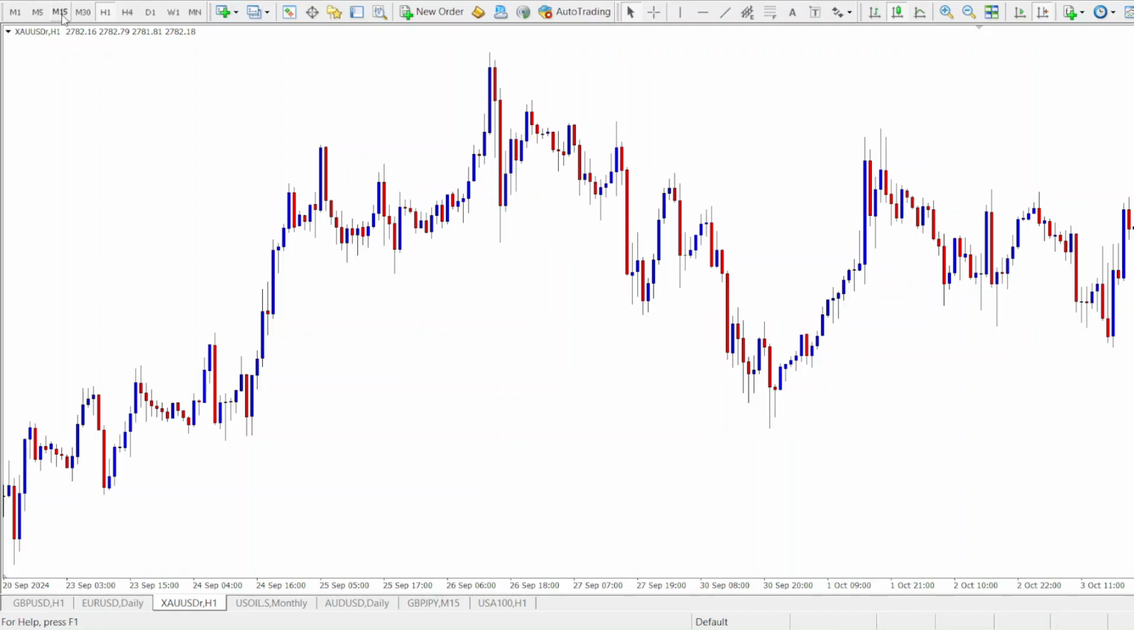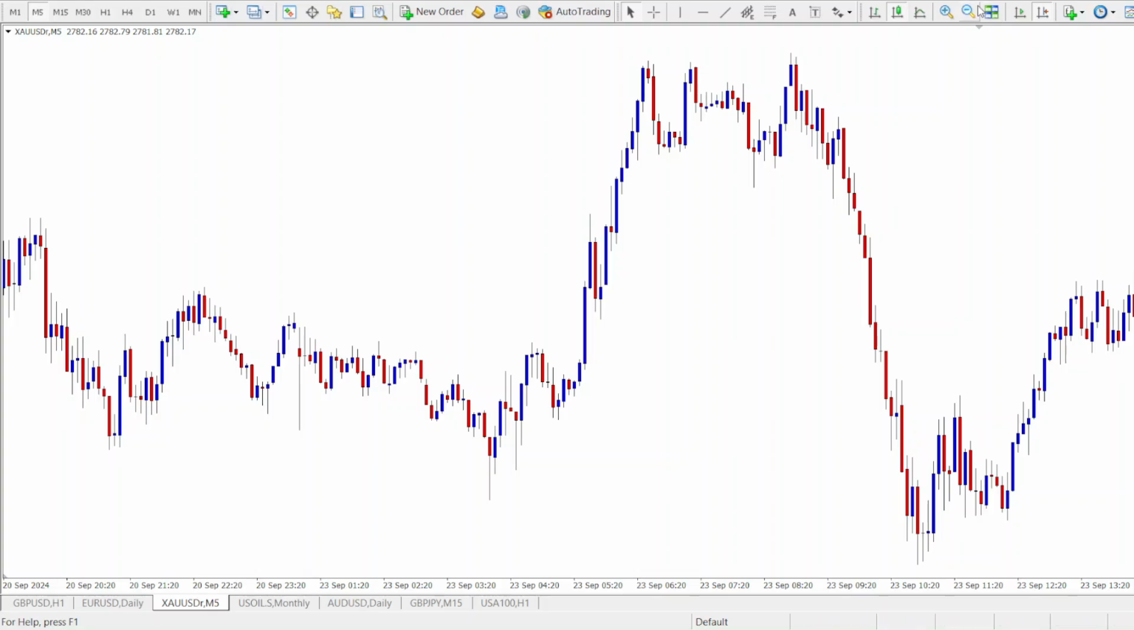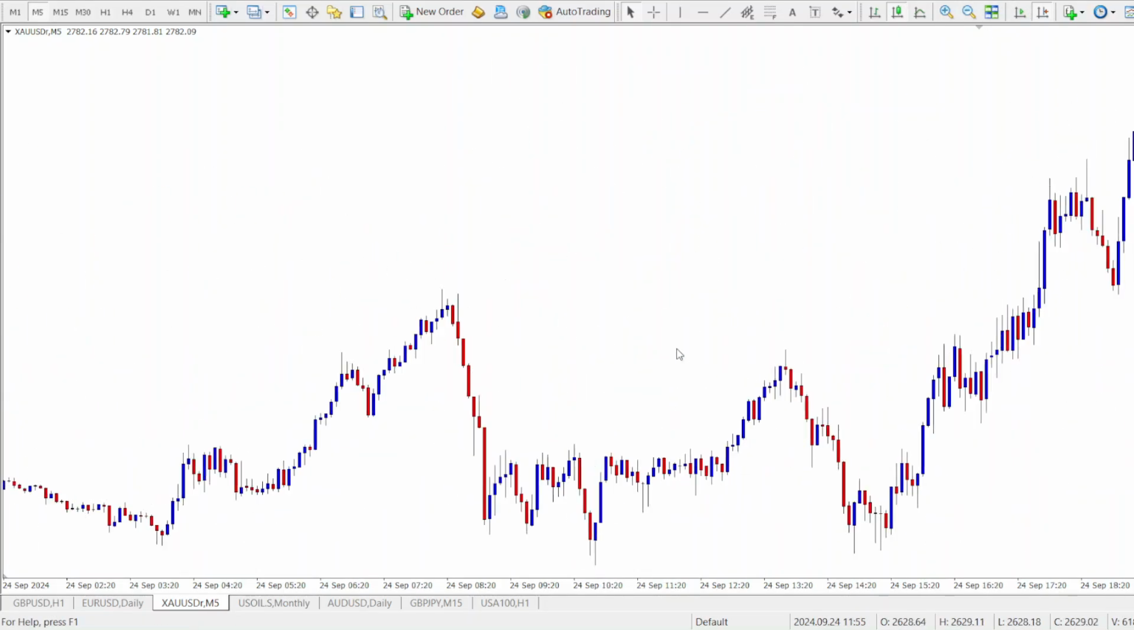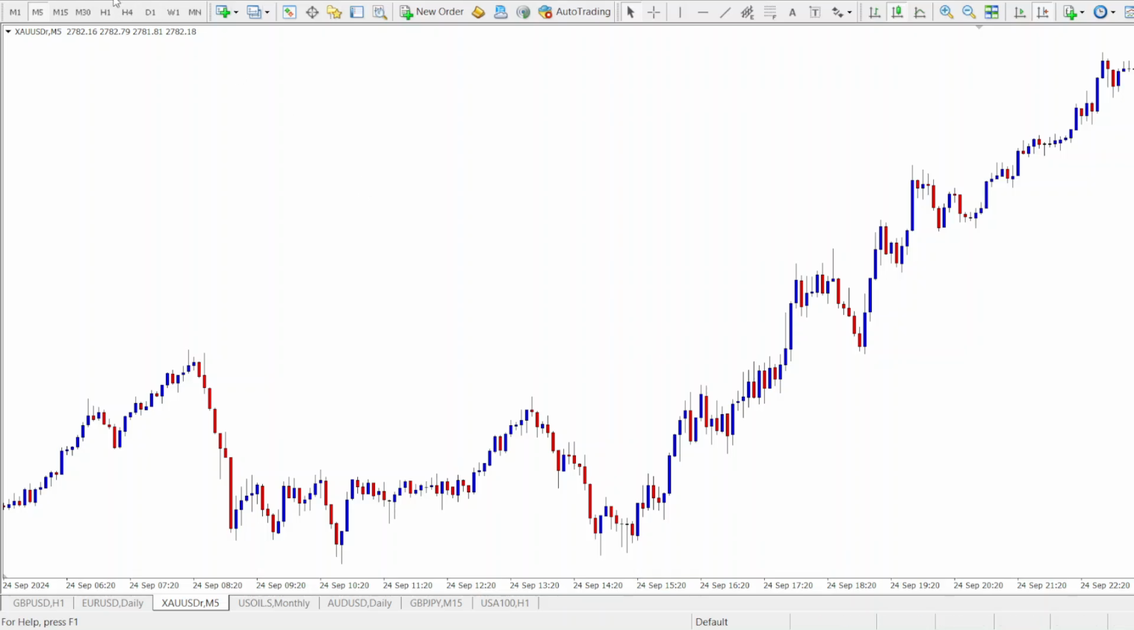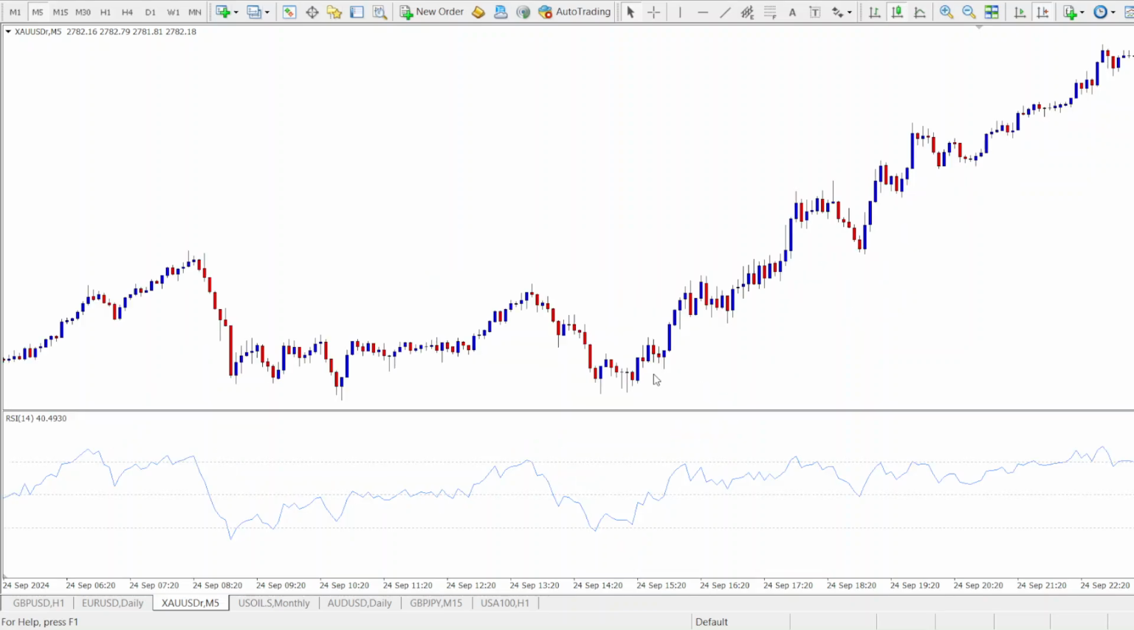Now we're just going to go to the 5-minute time frame. Okay, we're going to the 5-minute chart, and then we are going to add on the RSI to our charts.